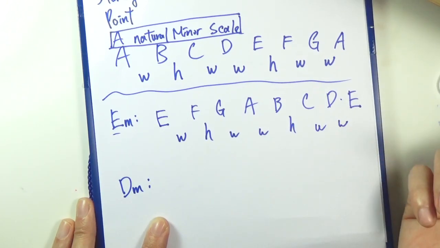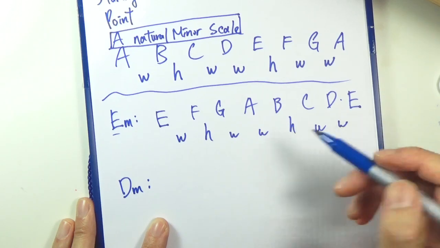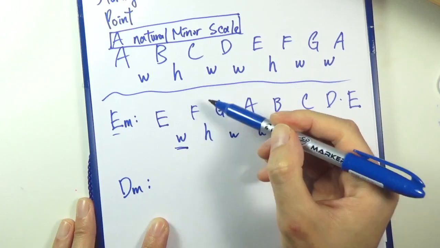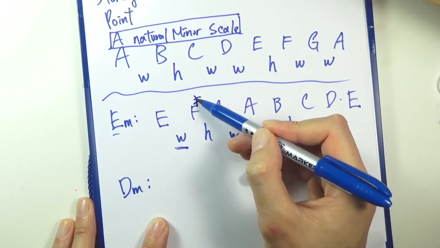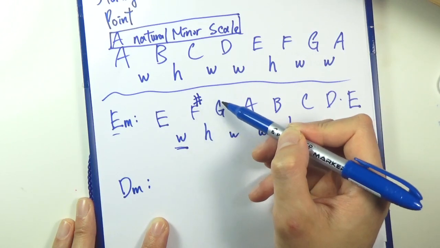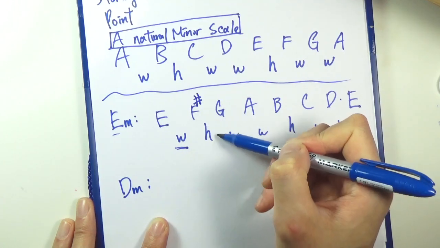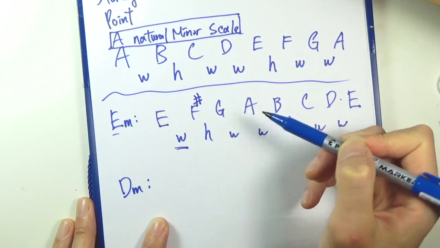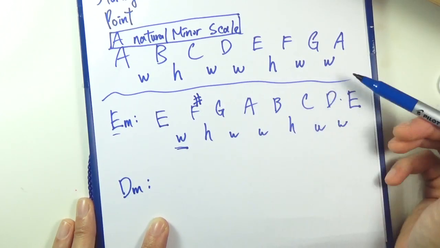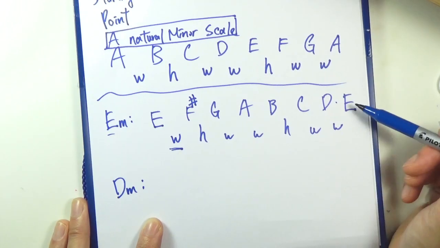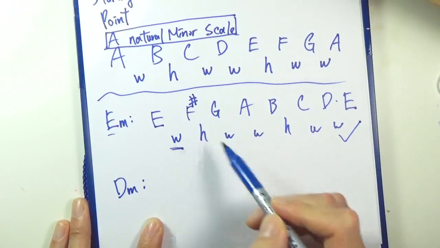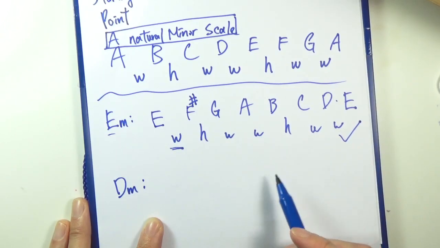And then I will double check, I will look for the correct interval pattern. So E and F, well, the first one is already wrong, so I think I need to raise the F to F sharp, so this one would become a whole step, and F sharp and G would become a half step. So that's great. So let's check the rest of the interval. G to A whole, A to B whole, B to C half, great. C to D whole, D to E whole. So we're good here. We need an F sharp to make it work here. So that would be an E natural minor scale.